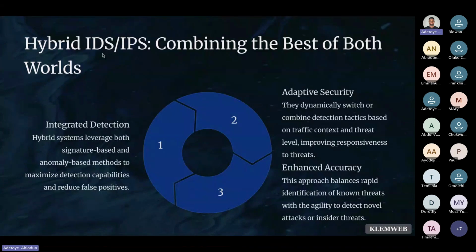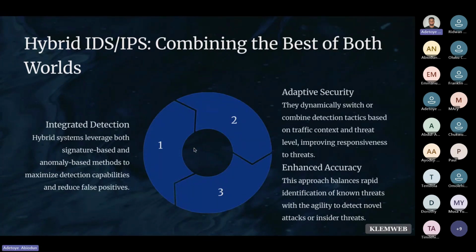Okay. Enhanced accuracy. The approach balances rapid identification of known threats with the ability to detect novel attacks and insider attacks. So that is the hybrid, the combination of the two models.